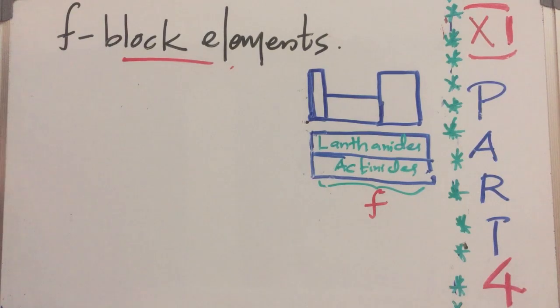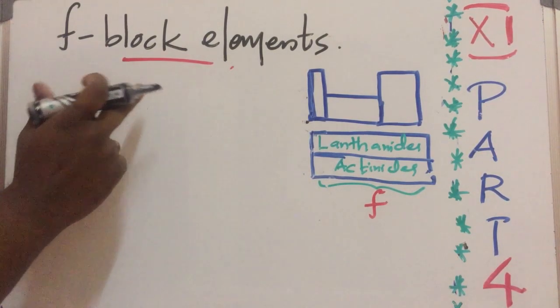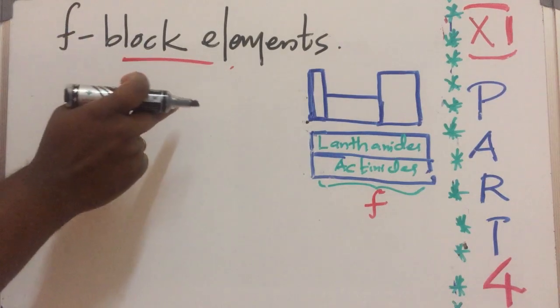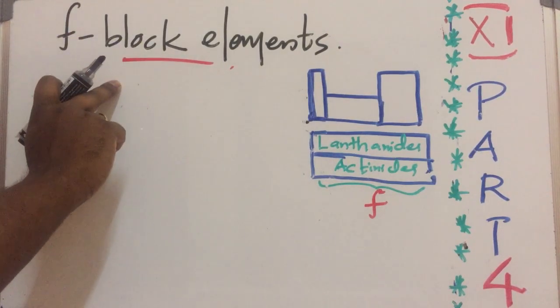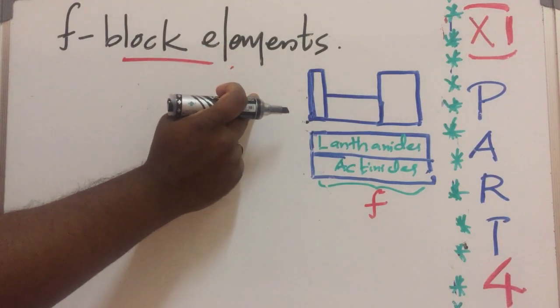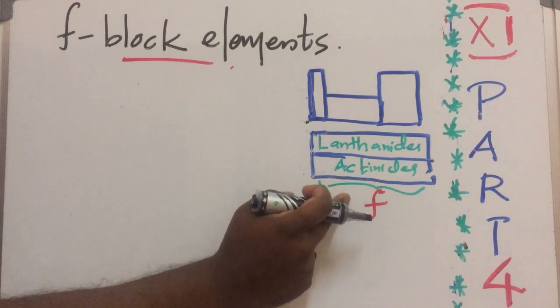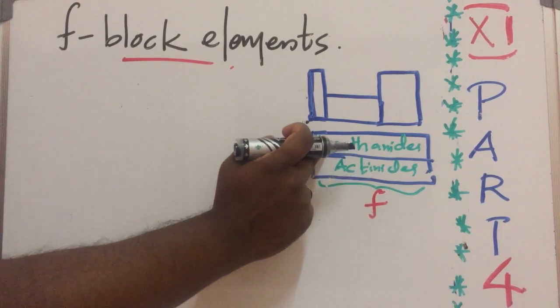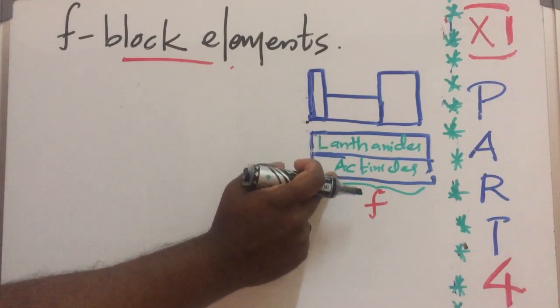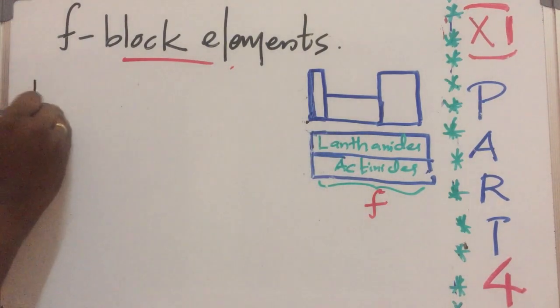F block elements. Elements in which the last electron enters in F orbitals are called F block elements. F block elements are present in the bottom part of the periodic table. And this block mainly consists of two periods. The first period is called lanthanides.